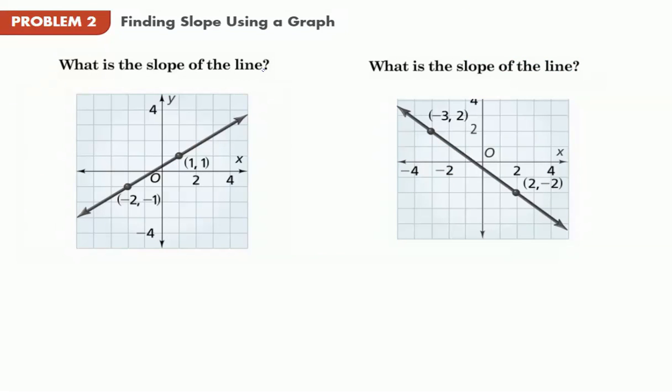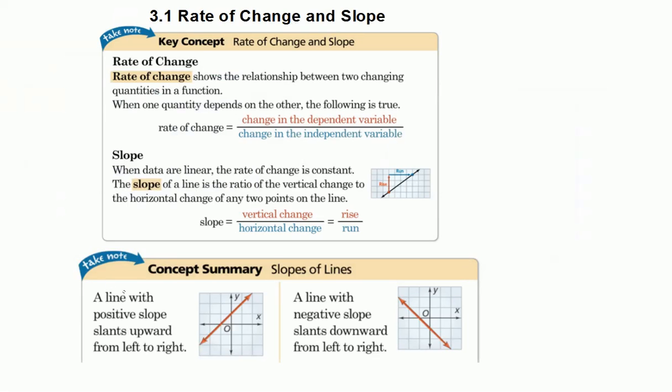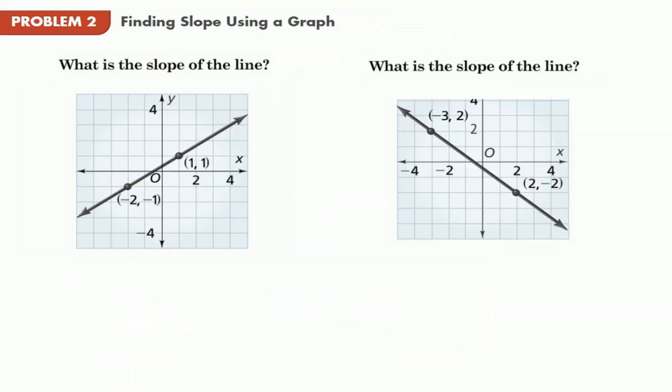For problem 2, we're going to be finding slope using a graph. So we have two graphs here and we want to find the slopes. Before I get into how to find the slopes, let's go back to the beginning parts of the notes. Remember that a line with a positive slope slants upward from left to right. A negative slope will slant downward from left to right. The key here is that we're always going to be reading from left to right. So we're always going to find our slope going from left to right.